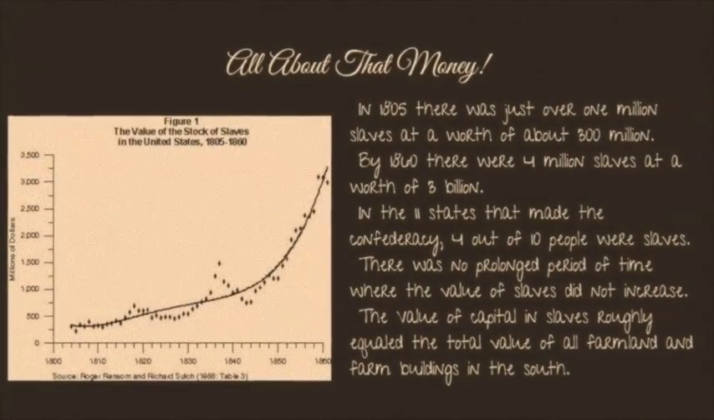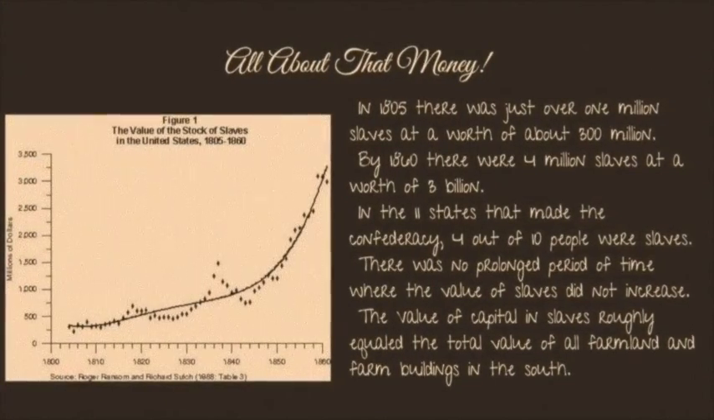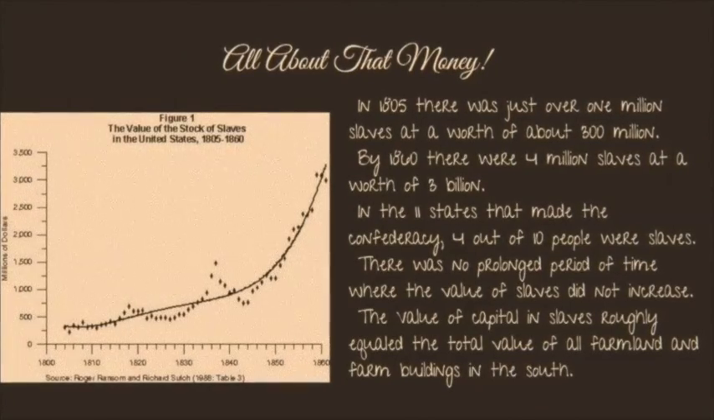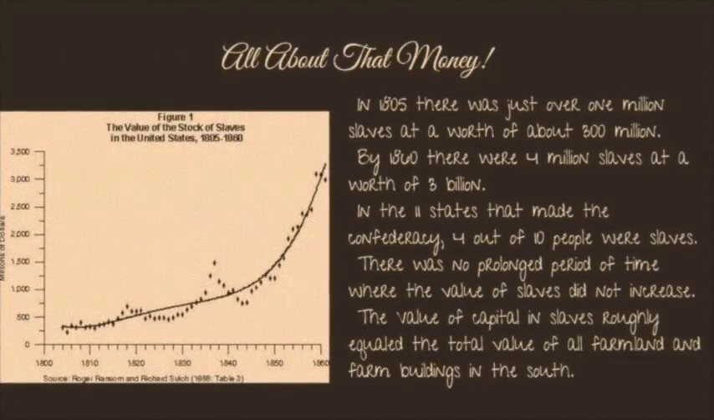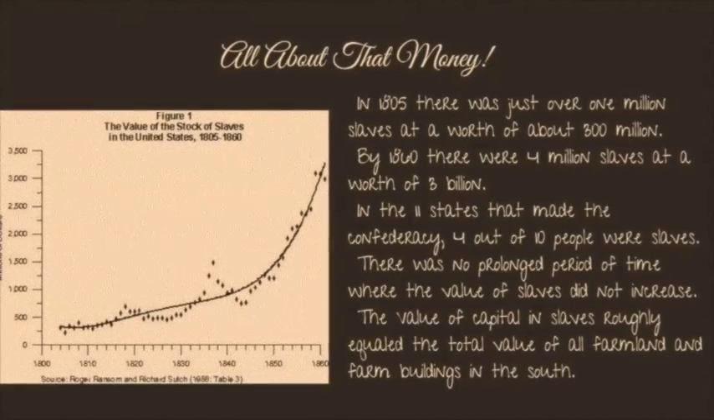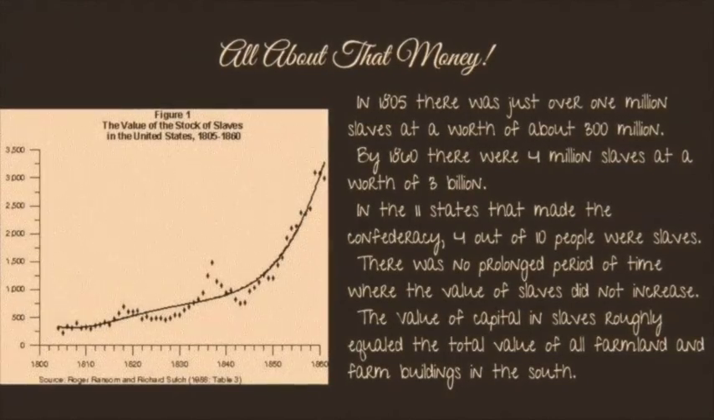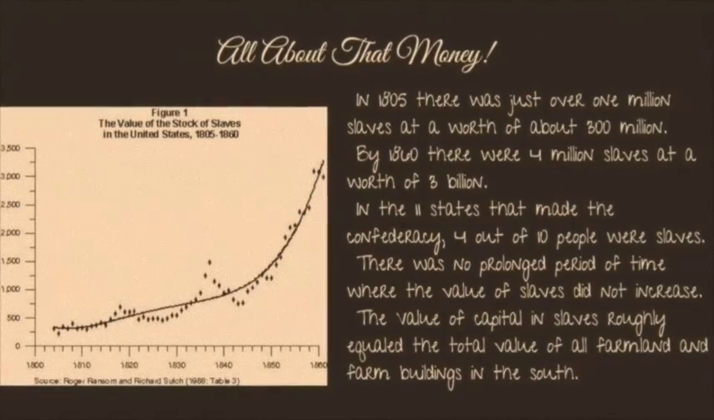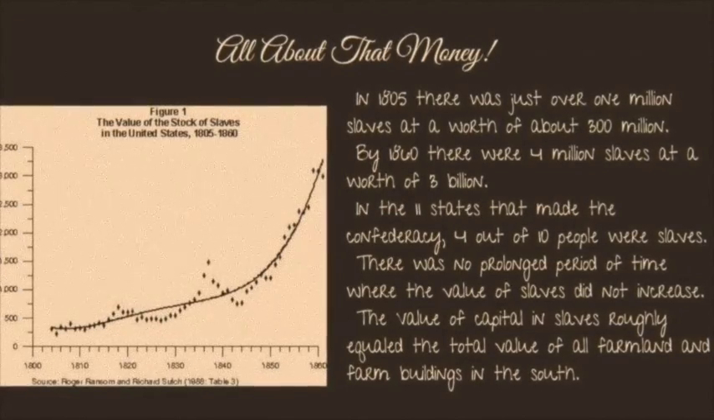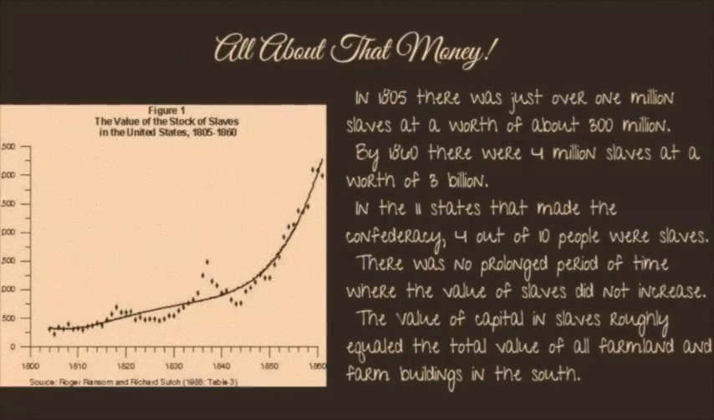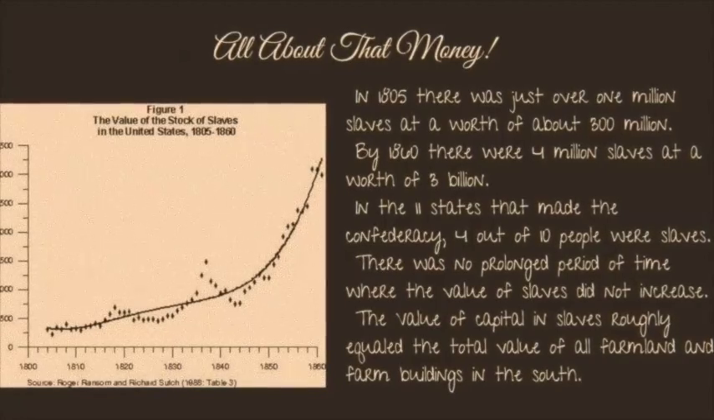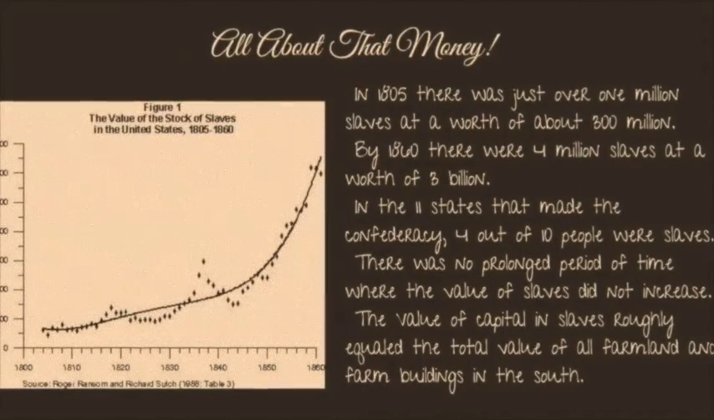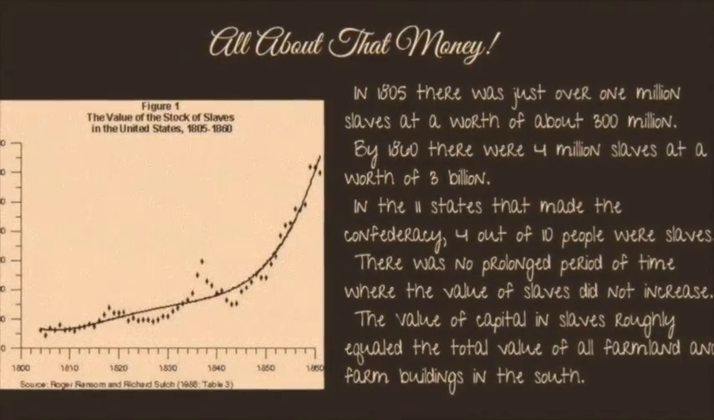All about that money. In 1805, there were over 1 million slaves at the worth of about $3 million. By the 1860s, there were 4 million slaves at the worth of $3 billion. In the 11 states that made the Confederacy, 4 out of 10 people were slaves. There were no prolonged periods of time where the value of slaves did not increase. The value of capital in the slaves roughly equaled the total value of the farmland and farm buildings in the South.